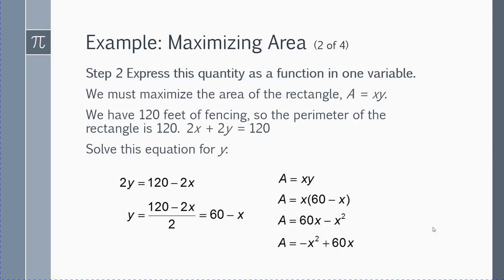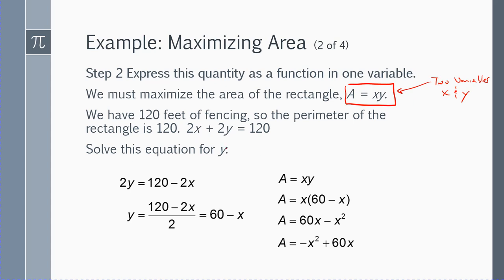So we must maximize the area of the rectangle. Area is equal to x times y, but this is two variables. We have 120 feet of fencing, so the perimeter of the rectangle is 120. So 2x plus 2y is equal to 120. This is our constraint equation, the constraint we apply on maximizing the area. Because if you just maximize the area, I would have the fence be an infinite length times an infinite width. So you need some type of constraint.